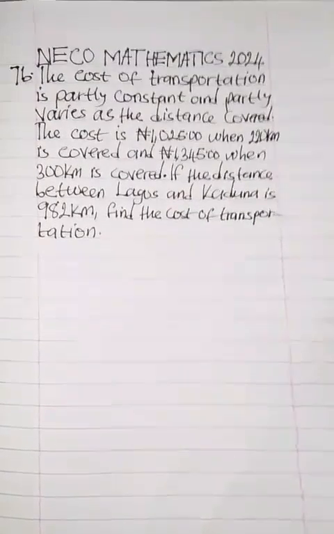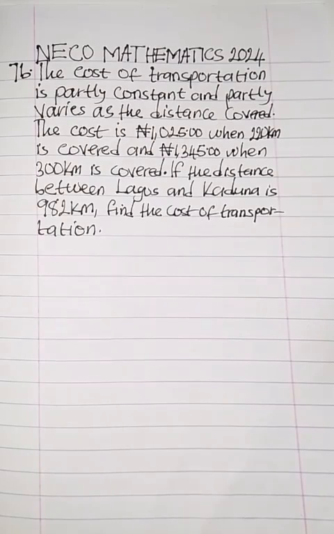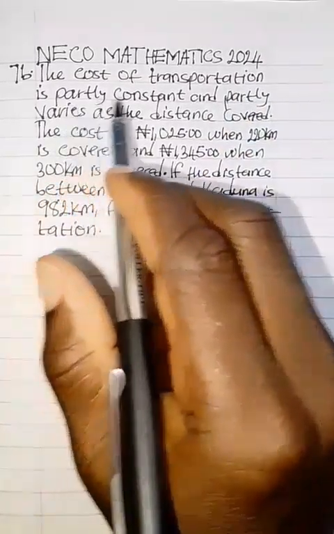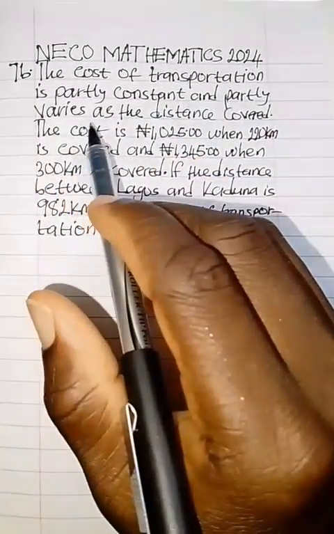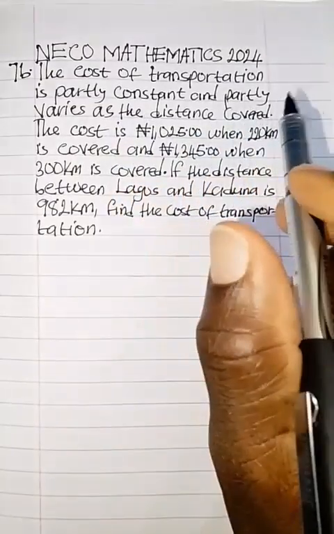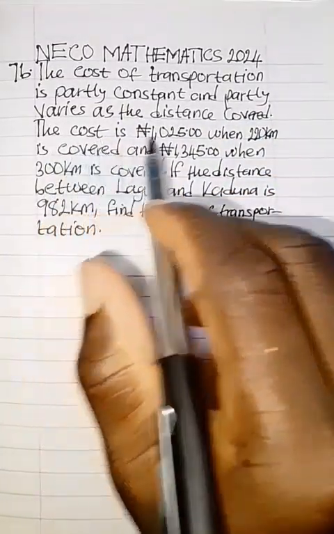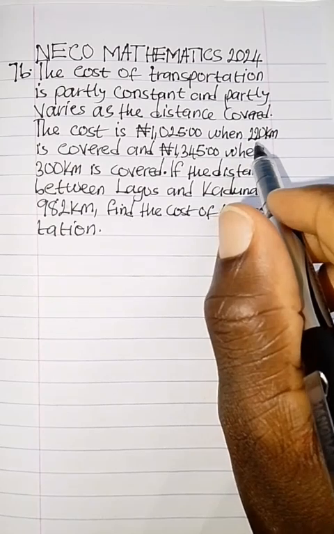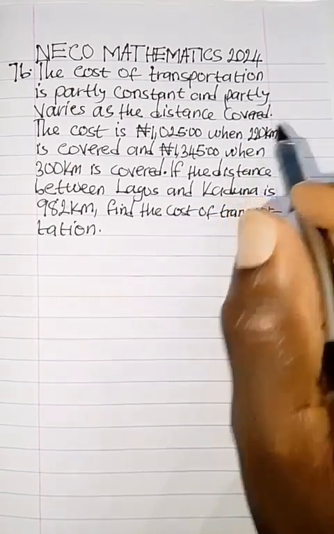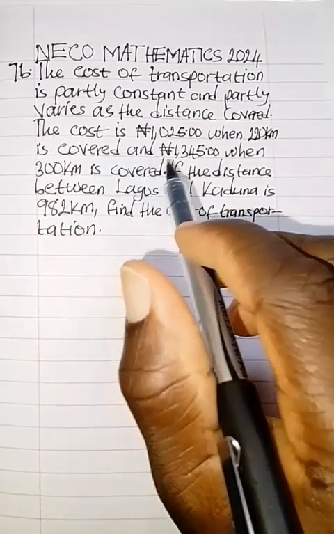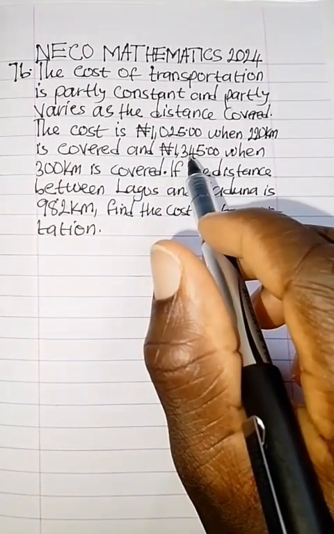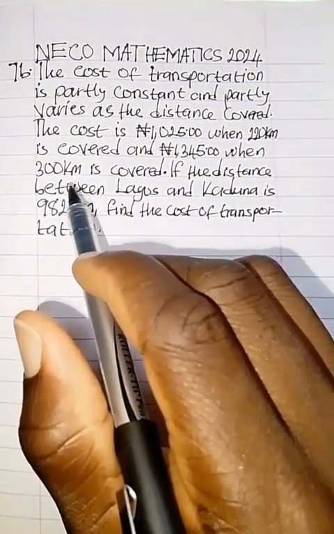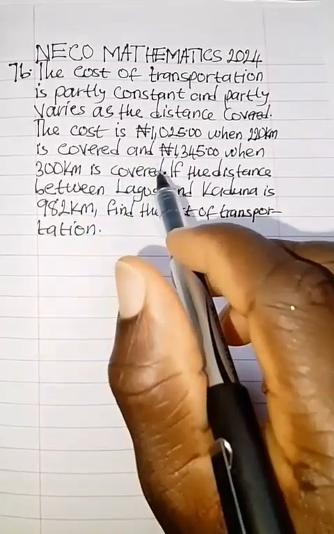Theory question 7b. The cost of transportation is partly constant and partly varies as the distance covered. The cost is 1025 naira when 220 kilometers is covered and 1345 naira when 300 kilometers is covered.